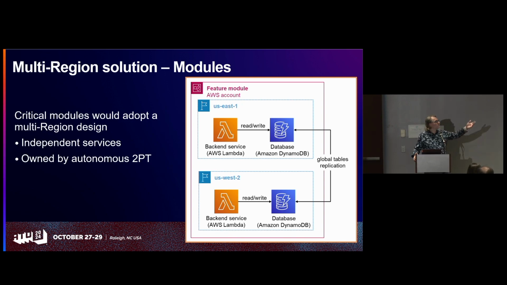You might be running serverless on Lambda, in which case you're going to have to be able to stand up that Lambda function in each region. You might be using DynamoDB, which is a NoSQL database, in which case you can use DynamoDB's native global tables functionality, which will replicate data across regions for you. And now you have a multi-region service in East and in West.